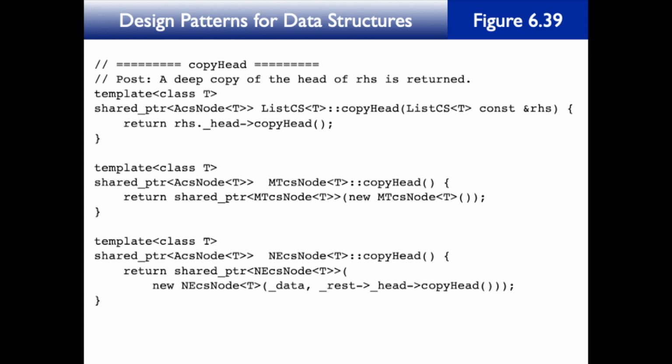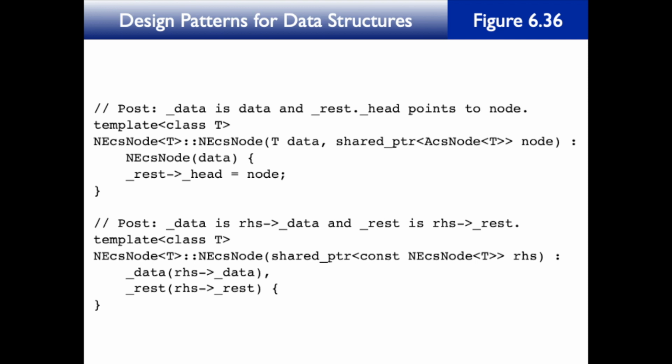So if we come back to figure 6.36 on this slide, it is the first non-empty CS node constructor that takes as a parameter a data of type T and node, which is a pointer to an abstract CS node, right? And basically what it does, remember there's no new in this because the new was done in the calling constructor, is it sets its _data to the data that we give it in the parameter list, and it sets its _rest._head to be the node that gets passed as its parameter.